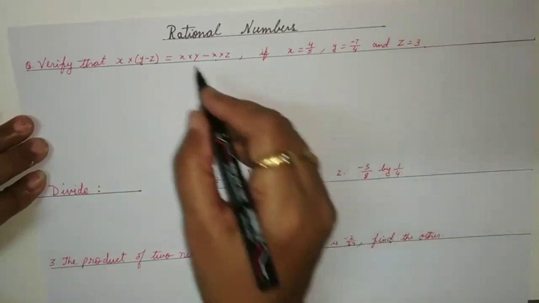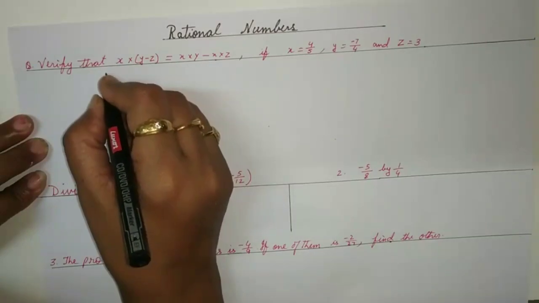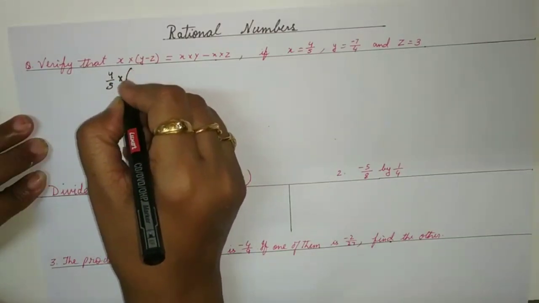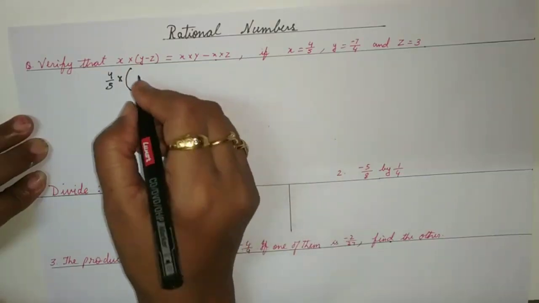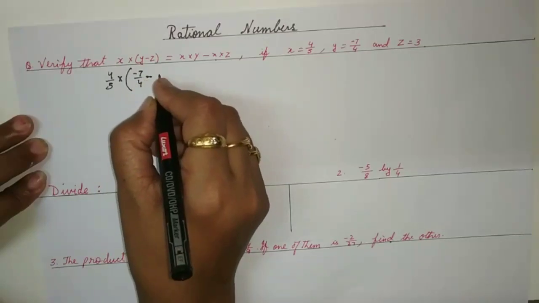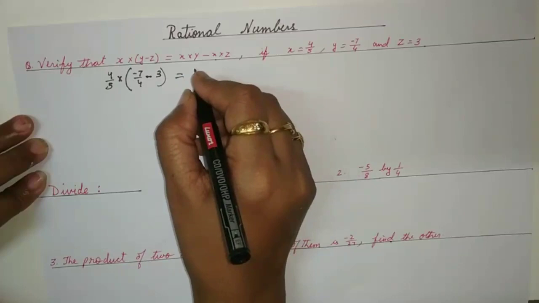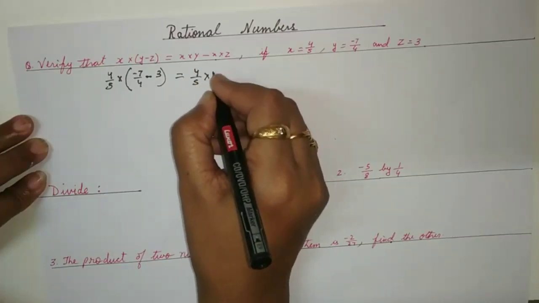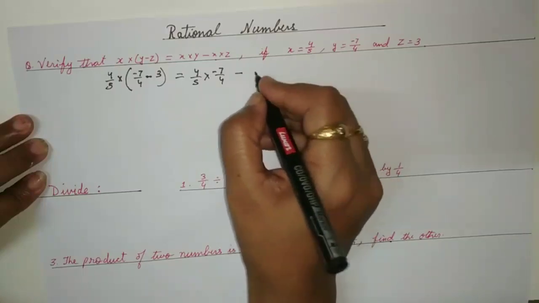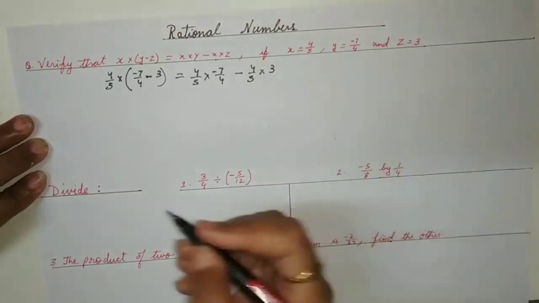So according to the question, I write x, so it is 4 by 5 into, bracket, y is minus 7 by 4 minus z, that is 3. This should be equal to 4 by 5 into minus 7 by 4 minus 4 by 5 into 3.